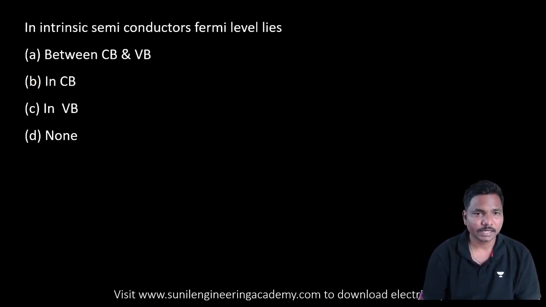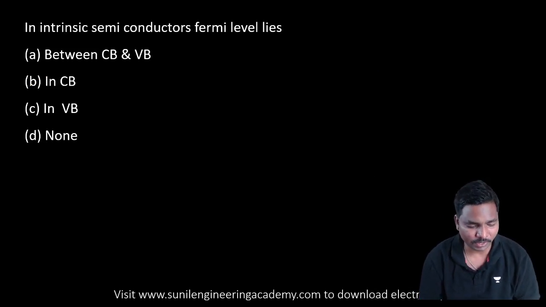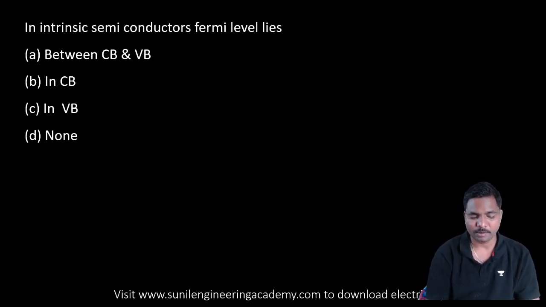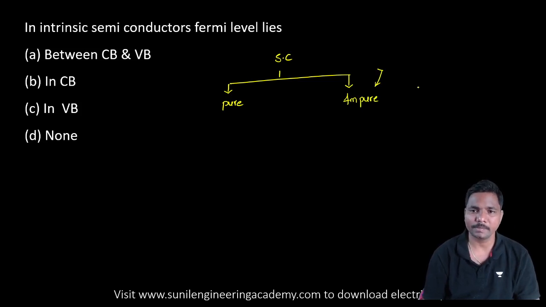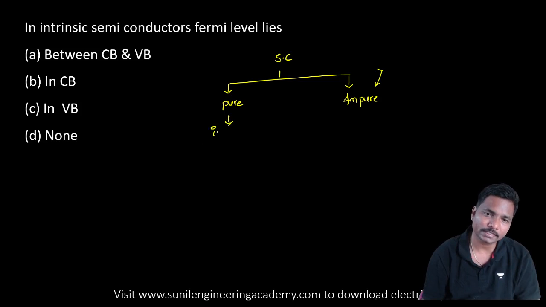Coming to the next one. In intrinsic semiconductor, Fermi level lies dash. Here, in case of semiconductors, there are two types: one is pure and the second one is impure. Impure in the sense some impurities are added, some other materials are added, then it will become impure. Pure semiconductor is also called intrinsic, impure is called extrinsic.